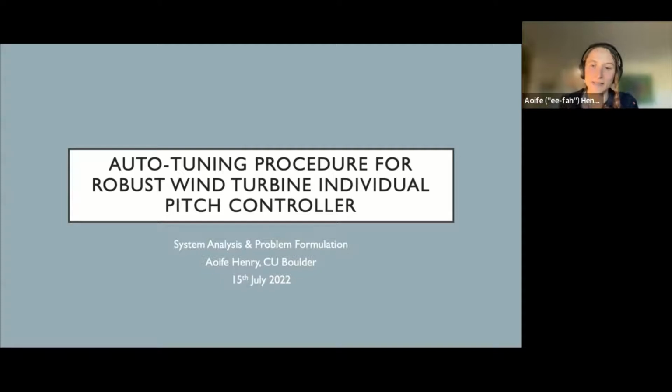As Sebastian said, my name is Aoife, and I just finished my first year as a PhD student with Professor Lucy Powell's group at CU Boulder. And today I'm presenting the preliminary analysis and problem formulation for my current project, which is an auto-tuning procedure for robust wind turbine individual pitch control.